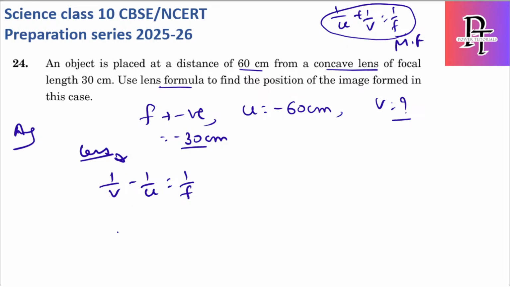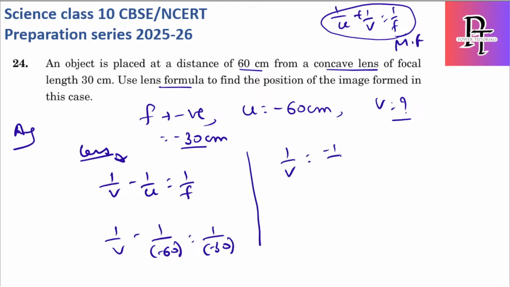Let's substitute: 1 by v minus 1 by u, where u is minus 60, is equal to 1 by f, where f is minus 30. So 1 by v is equal to minus 1 by 30, minus minus becomes plus, and moving it from the right side it becomes minus again. So 1 by v is equal to minus 60 minus 90, which is minus 90 by 1800. So the v value is minus 20.